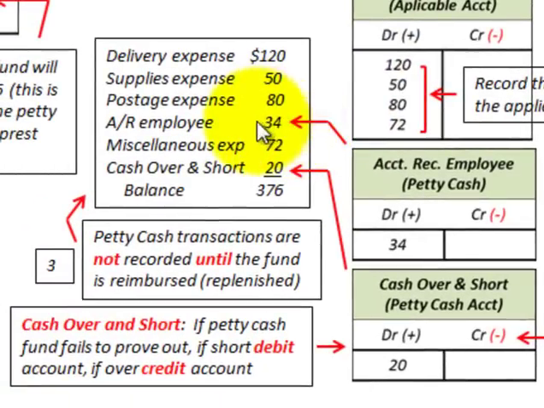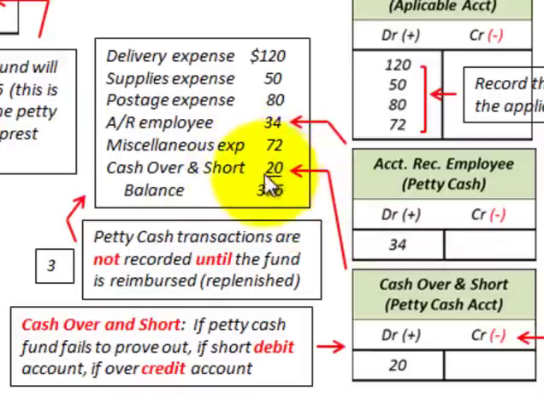Then we have this other account, this accounts receivable from an employee of $34. That was a cash advance made to an employee, and the employee has to pay that back to the company. So in this case we set up accounts receivable from the employee, and for the petty cash, we debit that or increase that for $34. So that would act as an asset on our balance sheet, but we have to set up that account.